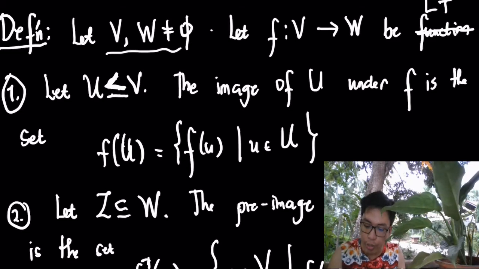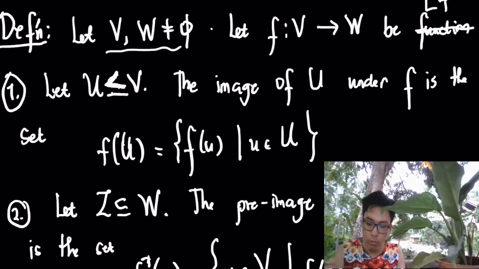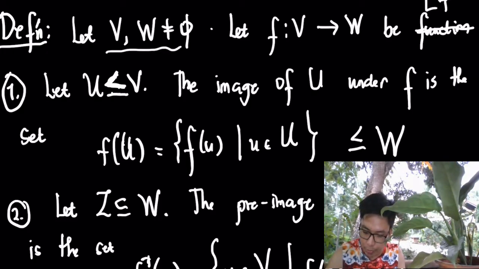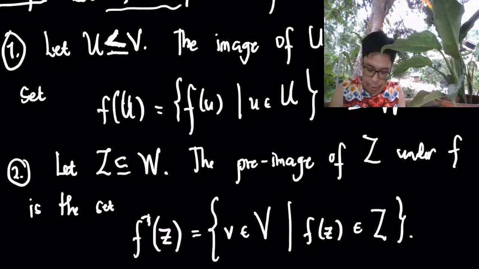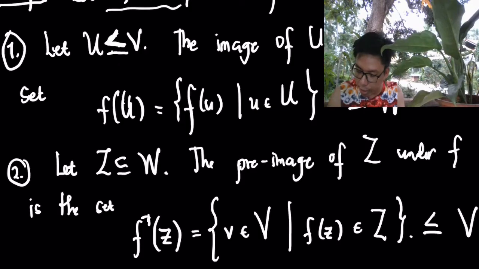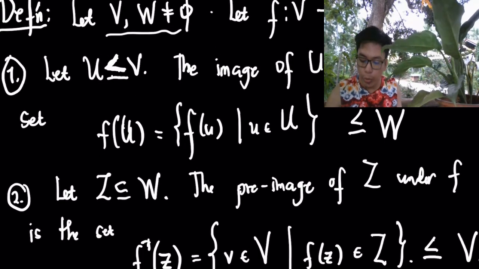So the image of U here is actually a subspace of W. And also for the second one, this F inverse of Z is also a subspace of V. These claims are pretty obvious, and I want you to prove this on your own.